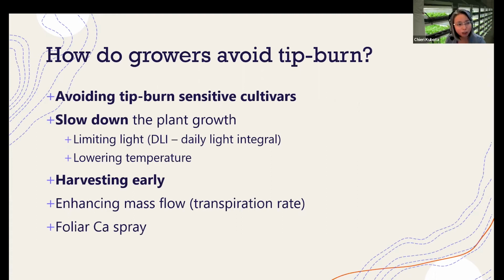Harvesting early is a unique way, but actually it's very common in North America. Instead of waiting for the mature full-head lettuce, they harvest at a mini size so that they can avoid tip burn risk. Enhancing mass flow, enhancing transpiration, has been practiced in greenhouses, but not so much in indoor ag settings. And then I'll talk about the data. And then foliar calcium spray was also suggested in the past, and I think some growers use that.